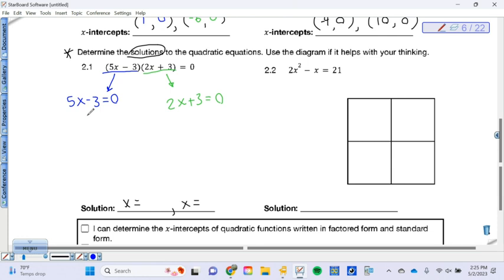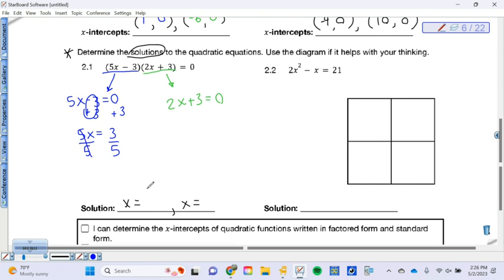Plus 2. Plus what? Plus 3. My 3's cancel out, so 5x equals 3. 0 plus 3 is 3. Now what do I do to solve for x? How do I get the x all by itself? Cancel the 5. How do I get rid of that 5? No, not subtract. What do you do to get rid of that 5? Divide. Divide by 5. My 5's cancel out. What does x equal?